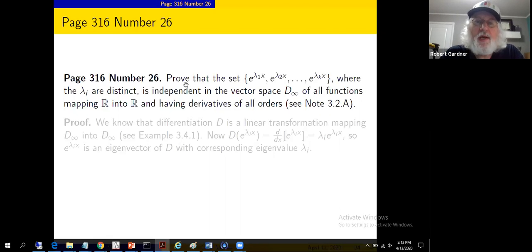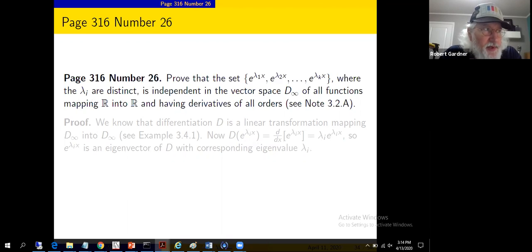But here they're trying to have us show that the set e to the lambda 1x, e to the lambda 2x, up through e to the lambda kx. So these are exponential functions. They've got the exponents, multiples of lambda times the x's. And they're telling us that those lambda sub i's are distinct. The claim is that set of vectors is independent in the vector space D infinity of all functions mapping R into R and having derivatives of all orders. Okay, these sound familiar.